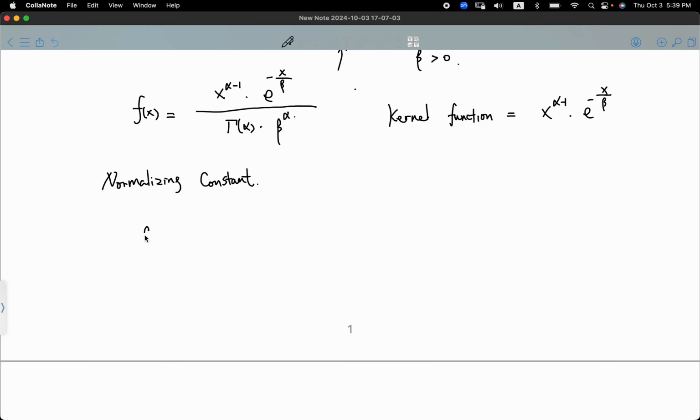Okay, so what we want is to integrate from x equal to 0 to positive infinity, only for the kernel function, dx. Now when we look at this expression, we notice that there's an x here, and there's also an x here. Any thoughts on how we evaluate or simplify this integral?